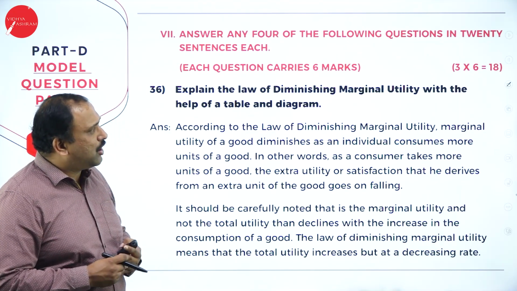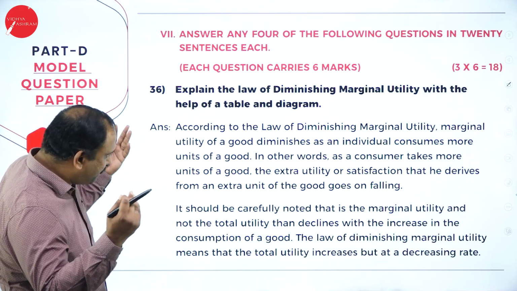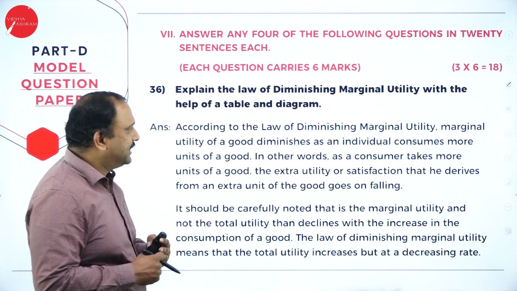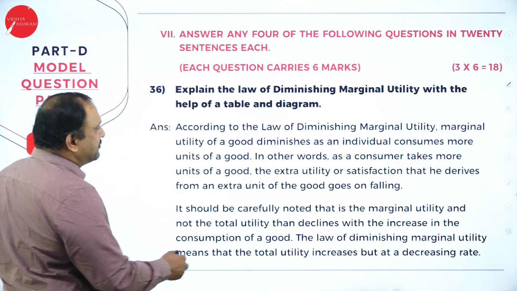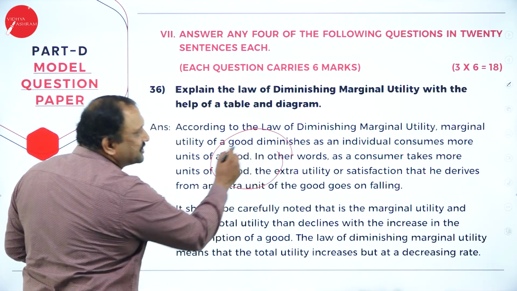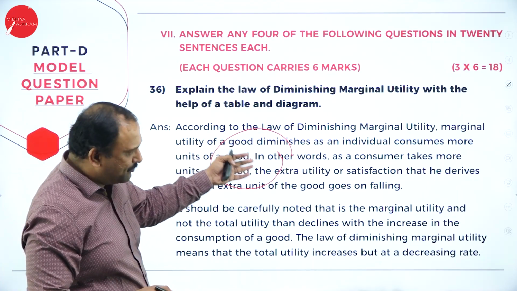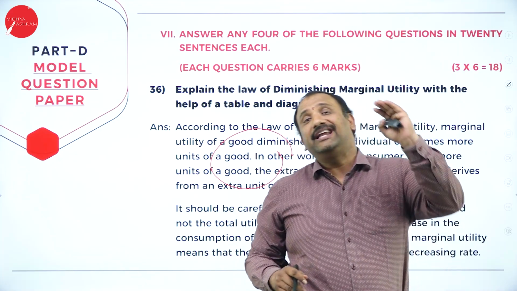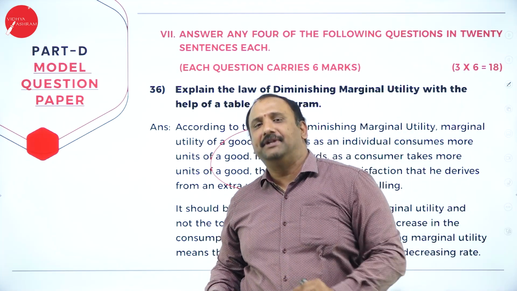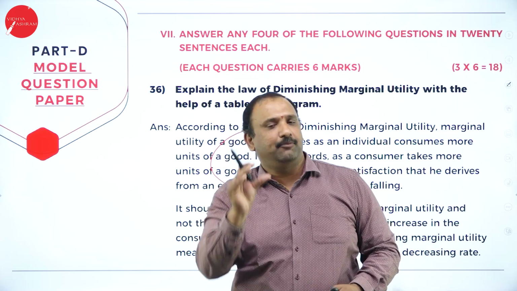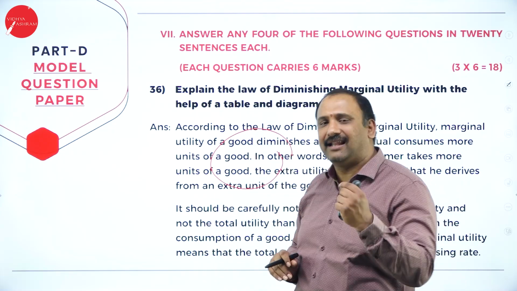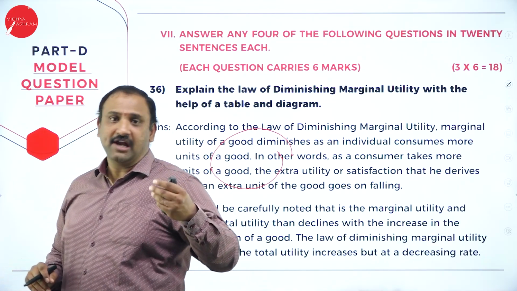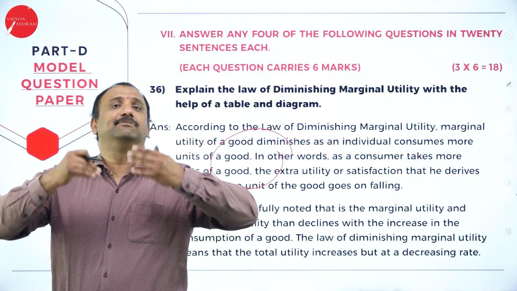So starting with the law of diminishing marginal utility, very, very common and most repeated question, I would like to say here. According to the law of diminishing marginal utility, the utility of a good diminishes as the individual consumes more and more of the good. So what is actually happening is that the utility value of the good diminishes. Now let's say the first time when you have a cup of ice cream, you are delighted, you are excited. The second, it's good. The third, okay. Fourth, I don't want because I'm saturated.